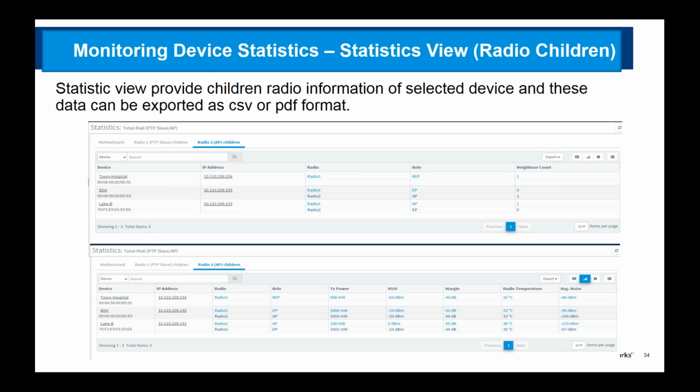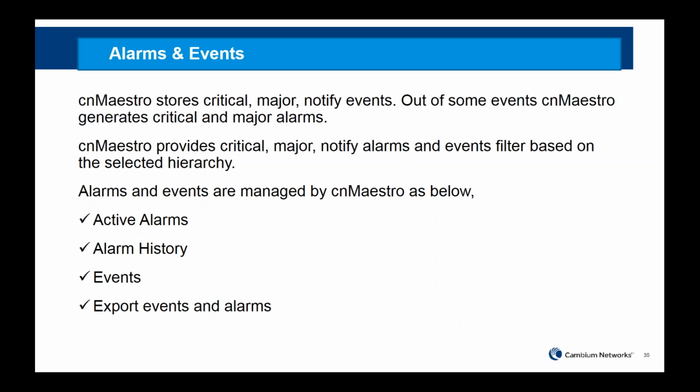So cnMaestro is also capturing the events and alarms from the cnReach device. The events currently available are, for example, how many times the device has had an outage, and any configuration change that happens in the device. And there are various ways to view these alarms and events. We have two different sections: one is active alarms and another one is historical alarms. And the third page is the events.